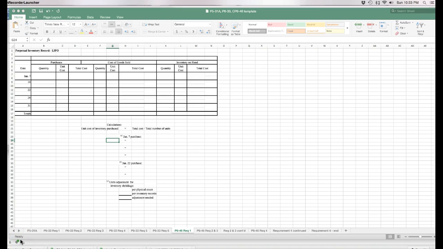Hi everyone. Okay, let's take a look now at this last problem. I'm not going to go into as much depth in this last problem because it's really a repeat of everything that we've done up to this point. So there's just a few things that I do want to point out.